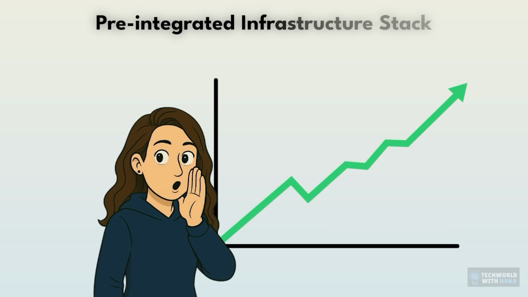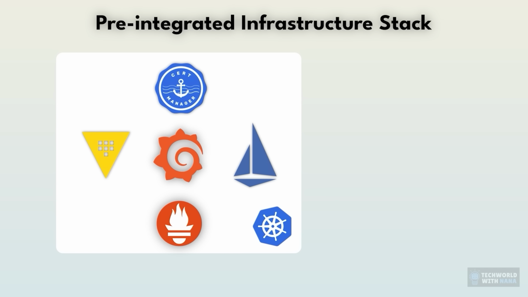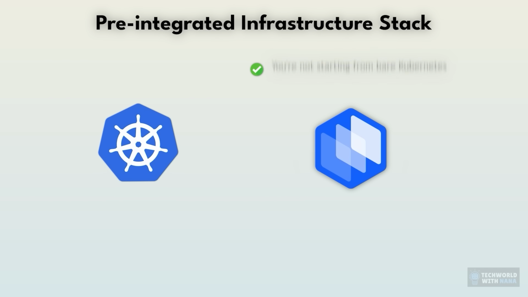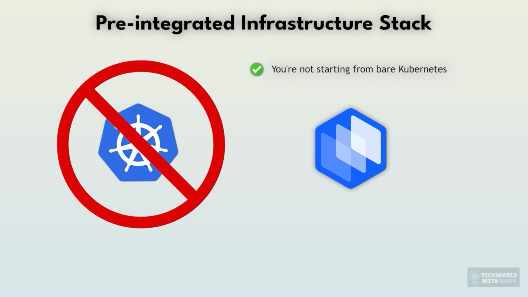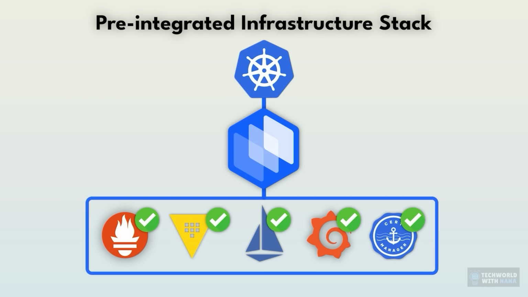Then we have another big advantage, which is pre-integrated infrastructure stack. Have you ever set up a Kubernetes cluster and configured all these third-party services to make it production ready, like installing Istio, installing Vault, Prometheus, and Grafana, Cert Manager, and so on? Control Plane has actually integrated all those capabilities into the platform. So when you provision a Kubernetes cluster, you're not starting from bare Kubernetes and then wiring together your own service mesh, metrics, logging, tracing, and so on, because all of those come pre-integrated and configured into the platform runtime when you provision a Kubernetes cluster on Control Plane.